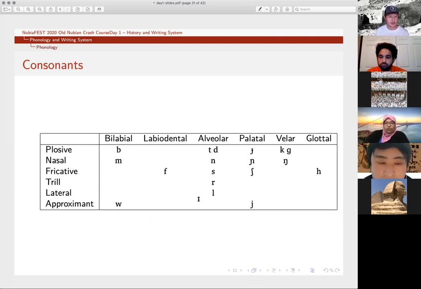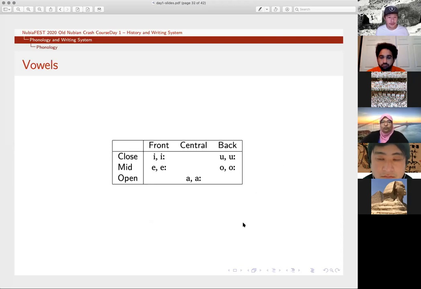Otherwise, we have a nice group of nasals, fricatives. We have this trill. I call it a trill. We don't know. Maybe it's a tap. Maybe it's a flap. Maybe it's something that is a little bit more exotic. But it's some type of R sound. We have an L sound, and we have two approximants or glides, a W and a Y. Then also the vowel system is quite standard. So we have five primary vowels that have a distinction in length.